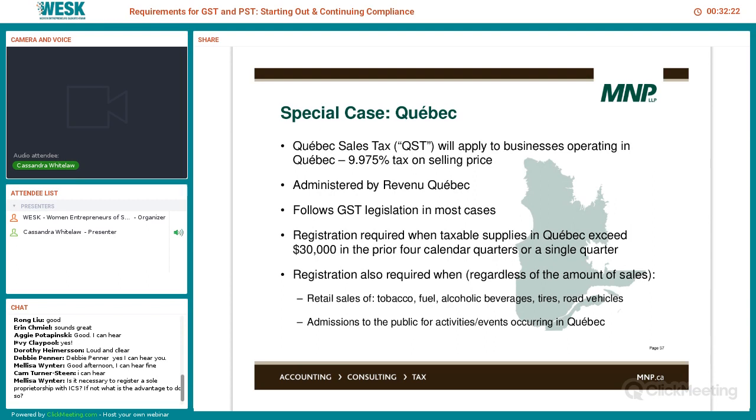In addition, there are certain things that regardless of the amount that you sell, you have to be registered. So these are things such as tobacco, fuel, alcoholic beverages, tires, and road vehicles. As well, if you're selling admissions to the public for activities or events occurring in Quebec, you will also need to be registered for QST.